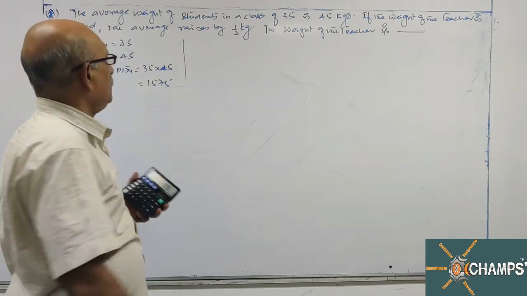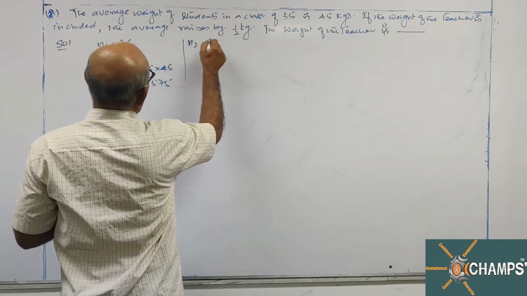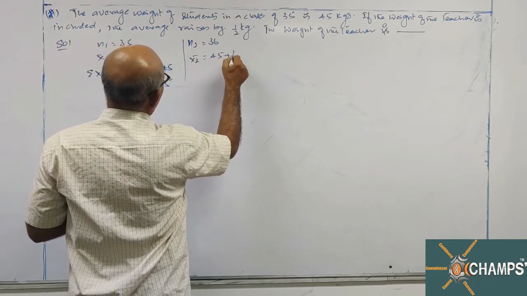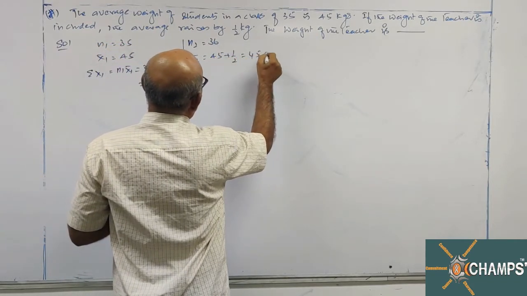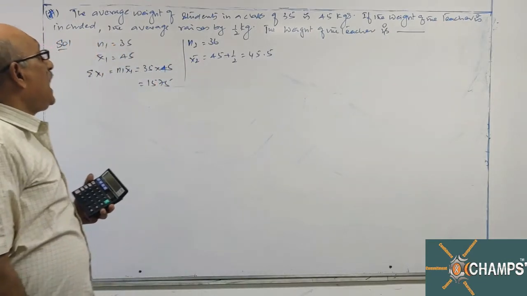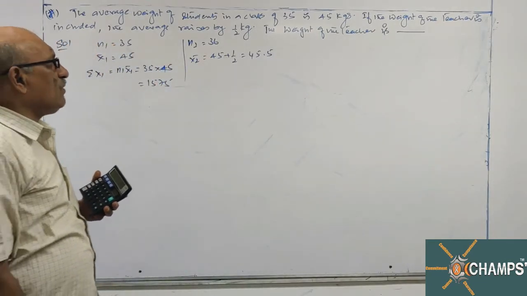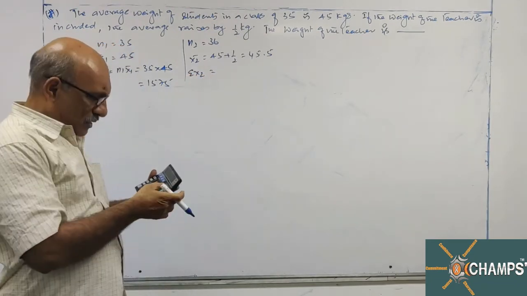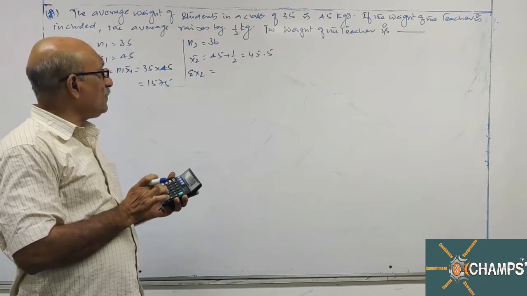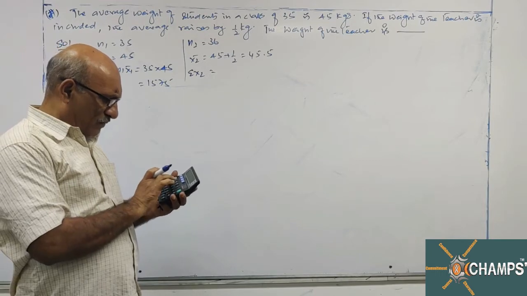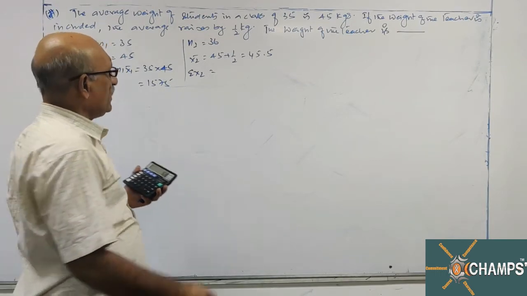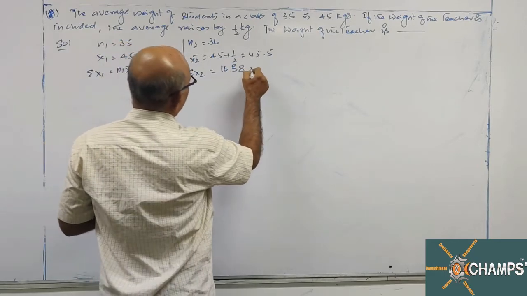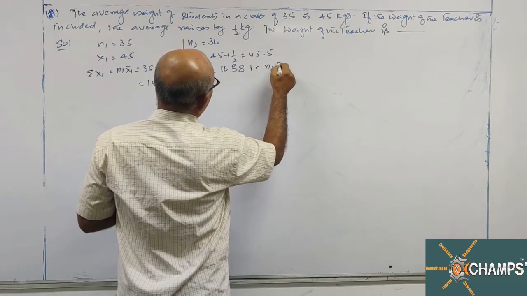When teacher is added, number will go to 36. x2 bar is equal to 45 plus half, 45.5. Average is increased by half kilogram. Summation of x2, this is 36 into 45.5, 1638. Multiplying these two, that is n2 into x2 bar.